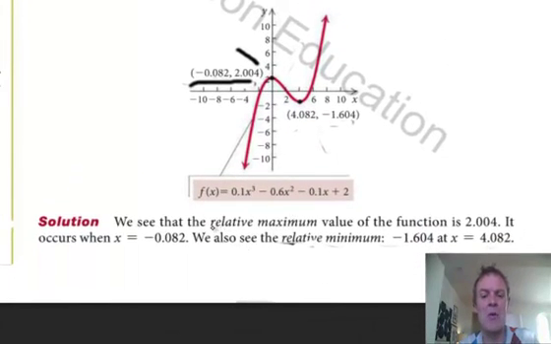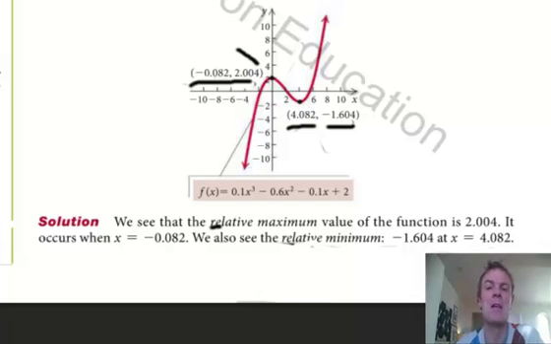So we have a relative maximum value of the function of 2.004, that's the y value, and it occurs when x equals negative 0.082. So when x equals negative 0.082, we have a maximum value of 2.004. Minimum, it actually occurs at x equals 4.082, and it is negative 1.604. So just have a look how we write the answers. It's clear, you can see from the coordinates right there where it is. It's just how to write the answer.